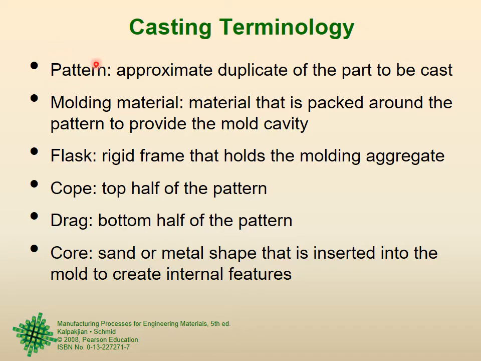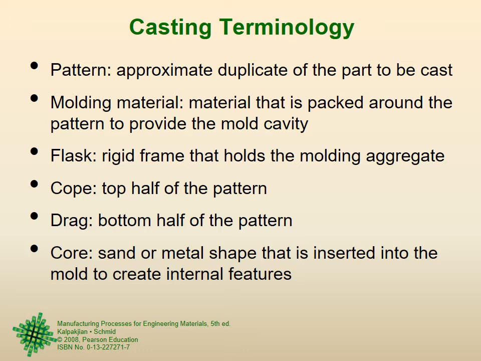Pattern. It is the approximate duplicate of the part to be cast. You see, you have to make a mold or a die in which the metal, molten metal, will be poured. But how will you make the mold? So first, out of metal or wood or some other material, you make something called the pattern. This is almost exactly the same size as your final product, almost. And using this pattern, you make the mold. Inside the mold, you make the mold cavity, and then you use it.